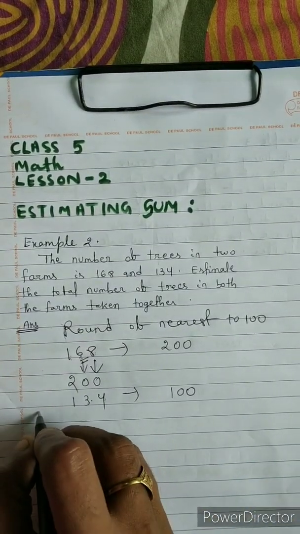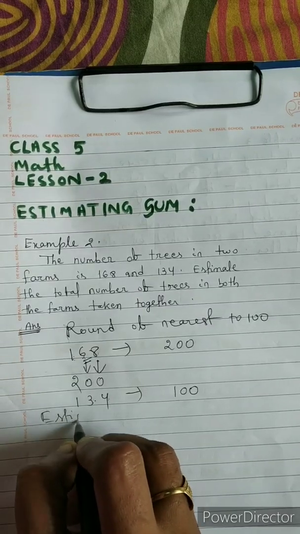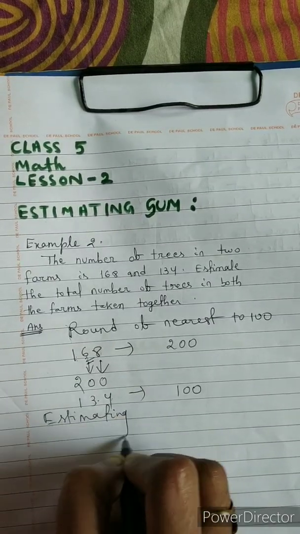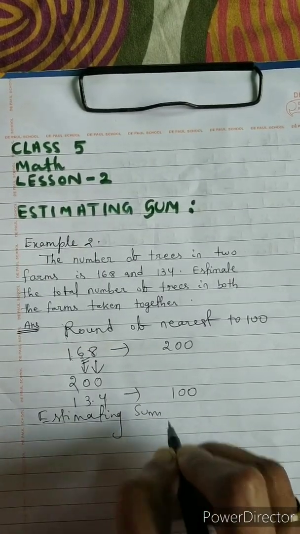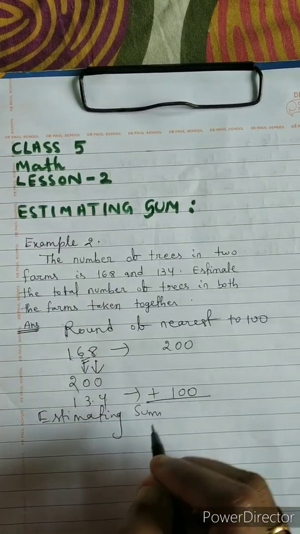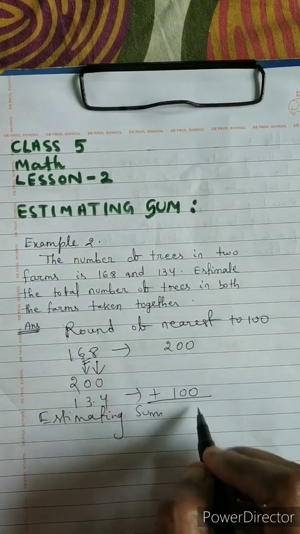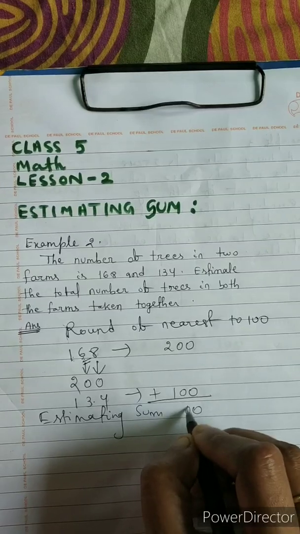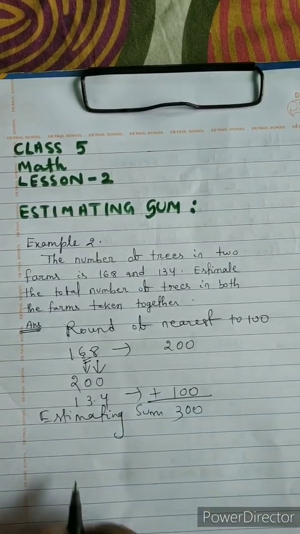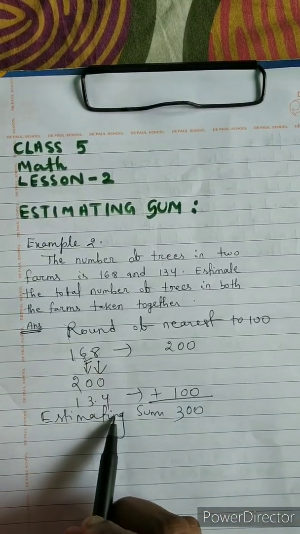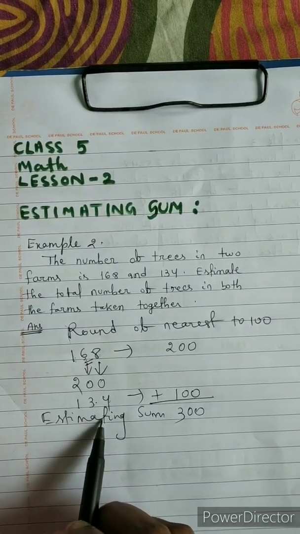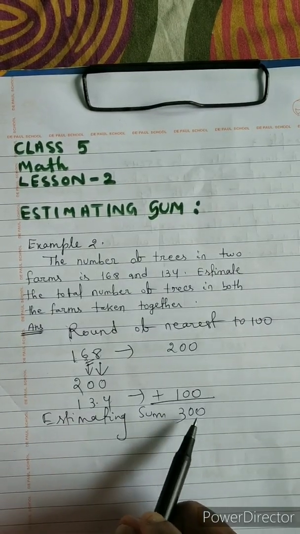Now estimating the sum. So first you take out, children, this is 0, this is 0, this is 300. Now how many trees are there? Estimate. So your answer is 300.